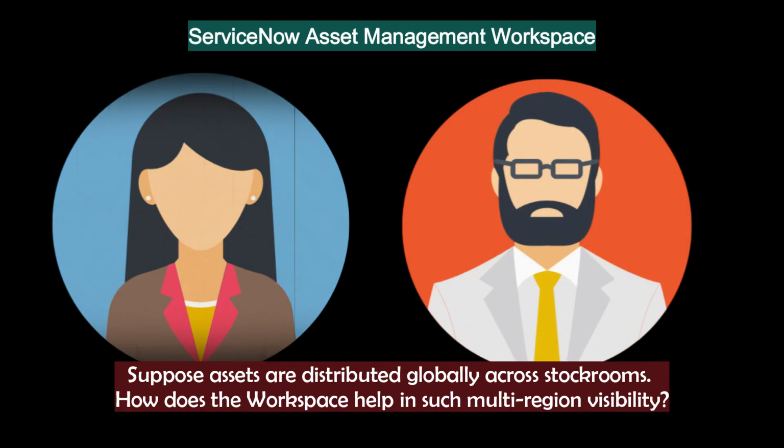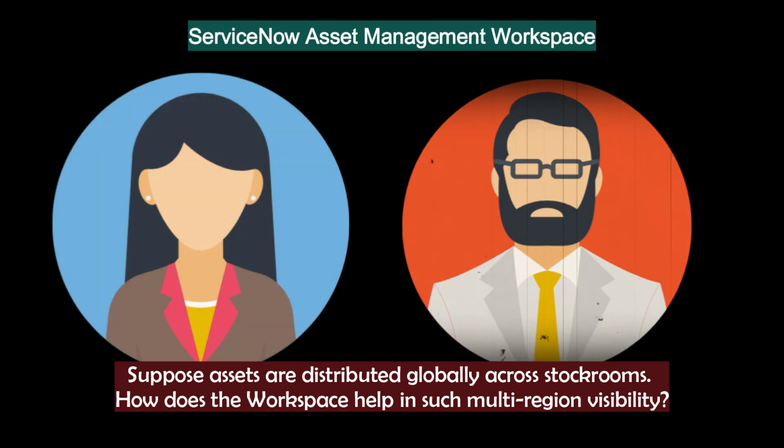Let's say our assets are distributed across multiple countries and stockrooms. How does the workspace provide that global view and help balance inventory between regions? Okay. The inventory and asset estate views provide a consolidated breakdown of assets as per stockrooms, models, or regions. In this, teams can quickly identify the imbalance, such as overstock in one location or shortage in another location. It helps in redistribution planning and avoids redundant procurement as well. So there are n number of benefits to it.